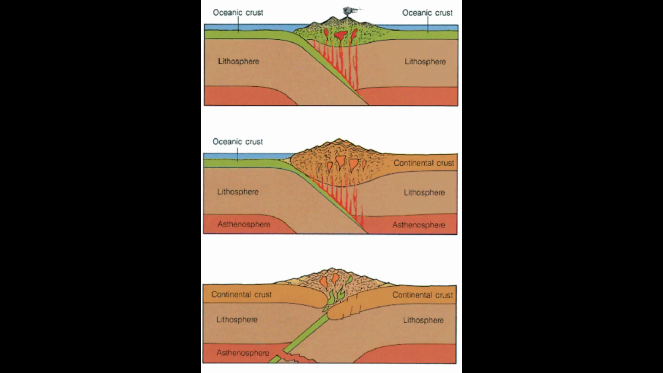The three different kinds of convergent boundaries are continental-continental, when two continental plates collide, oceanic-oceanic, when two oceanic plates collide, as well as oceanic-continental, an oceanic plate collides with a continental plate.